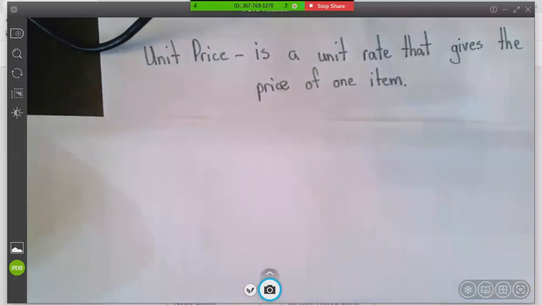So we have a unit price. A unit price is a unit rate that gives the price of one item. So I want you to go ahead and write this down. A unit price, okay? Let me know whenever you have this written down.